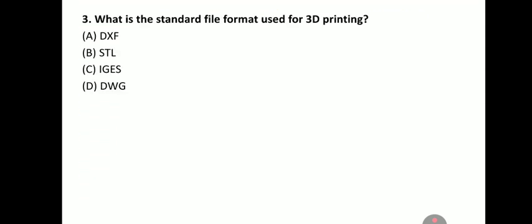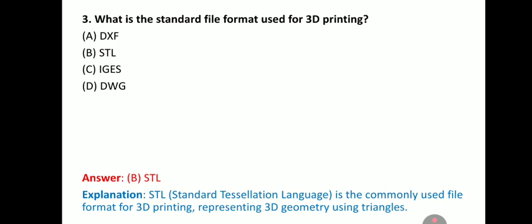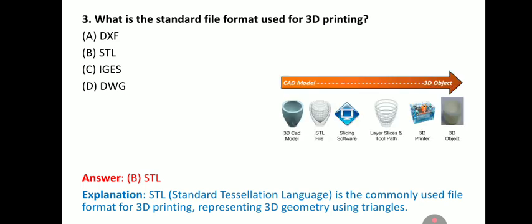Next question, what is the standard file format used for 3D printing? The answer is STL. The long form of STL is Standard Tessellation Language. So this is the process in 3D printing. First we have to build the model with the help of any CAD software like CATIA, ProE. Then we have to convert that 3D model into an STL file. That STL file is then transferred to slicing software where the tool path and layer slices are generated, and then that is transferred to the 3D printer, and then the 3D printer deposits the 3D component.